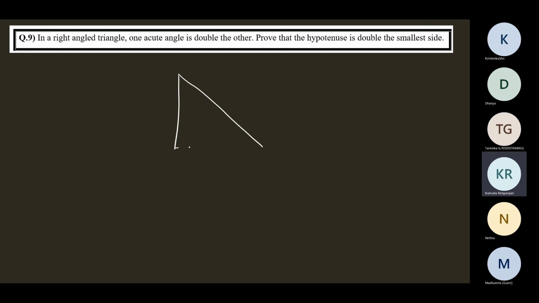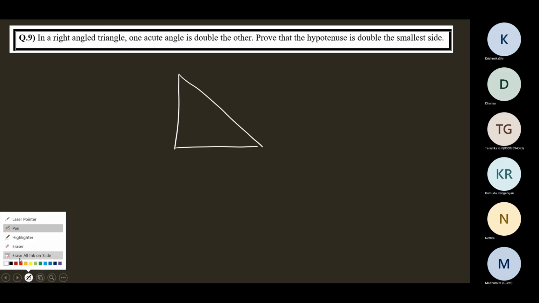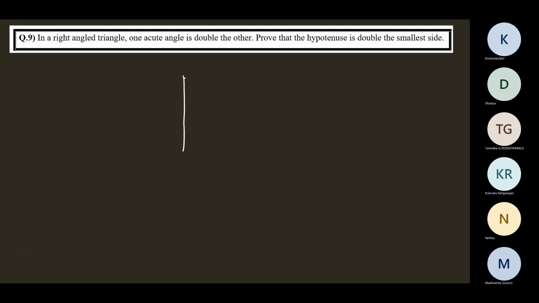let's call it ABC. Okay, right triangle ABC, right angle at B. So let's say that this angle is X and this is 2X. That is, one angle is double the other. So if this is X, the other one is double it, 2X. Now, which is the longest side? Opposite to the right angle, this is the longest side.